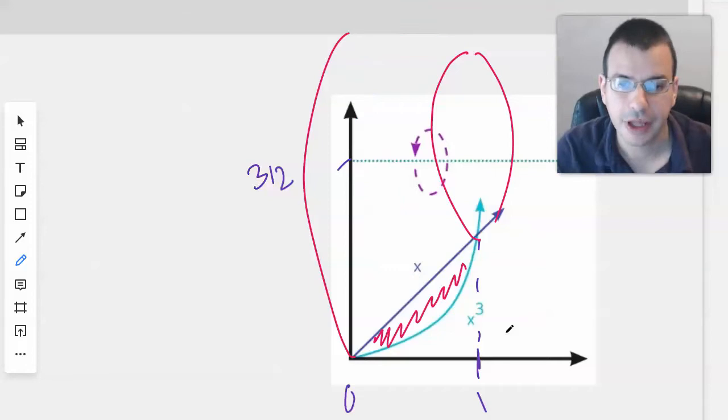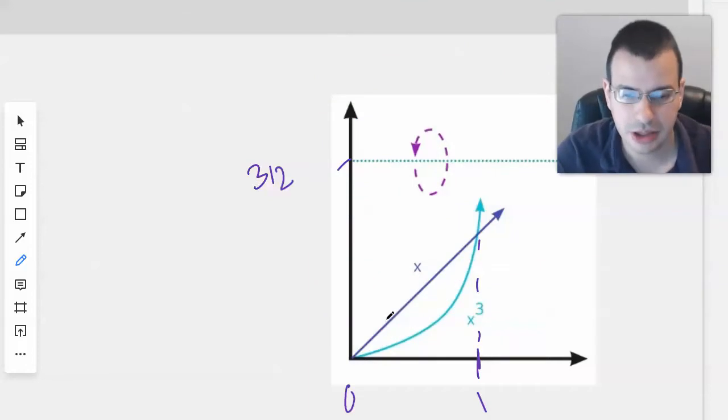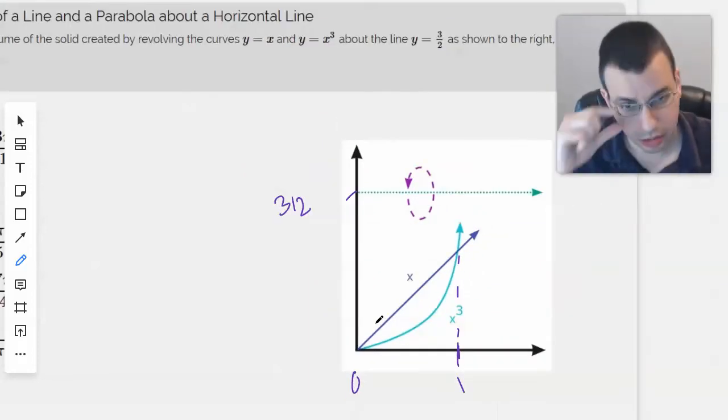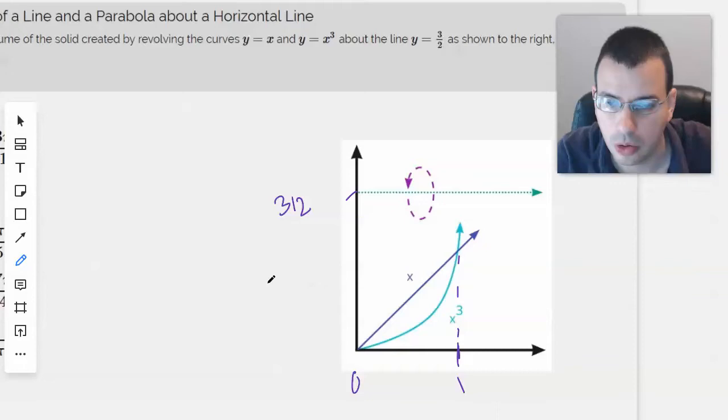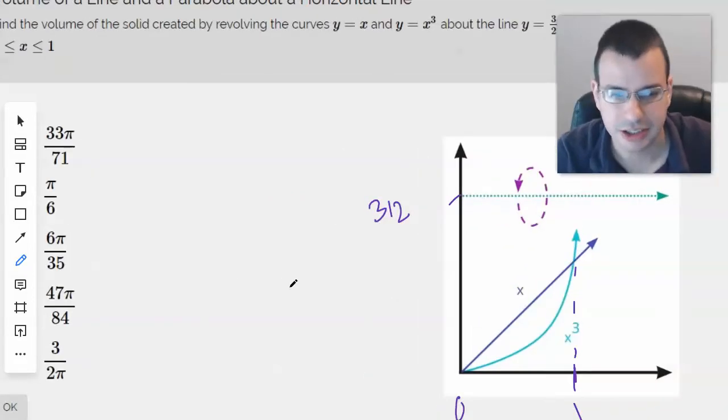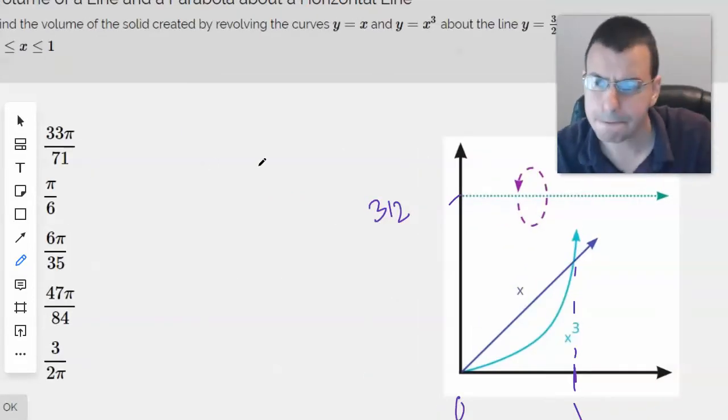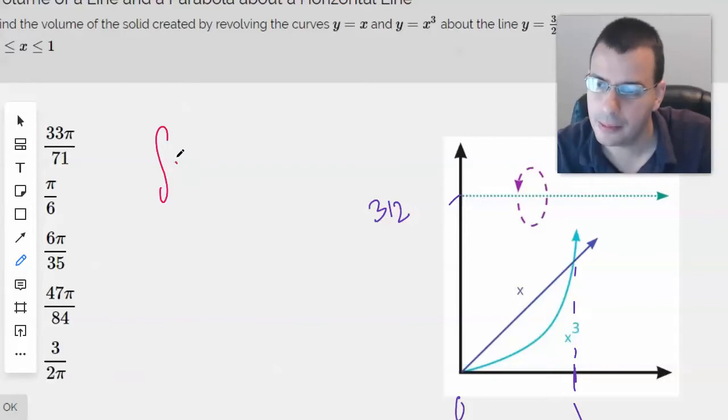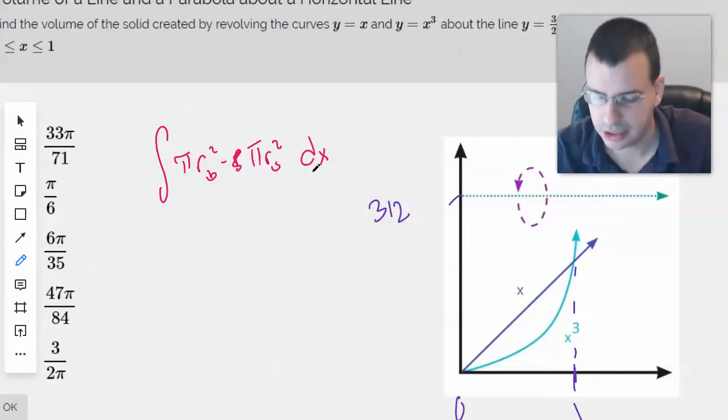And so this is going to be the disk method or the washer method, or like I like to say, the disk minus disk method. So the formula we're going to use will be pi R big squared minus pi r small squared dx. I'll write it like this, delta x.